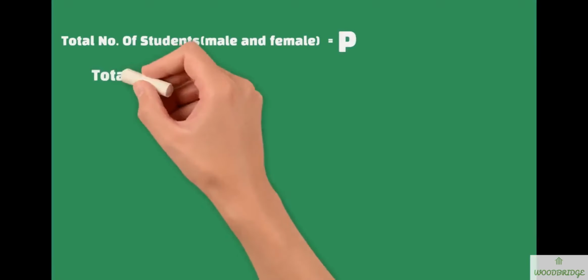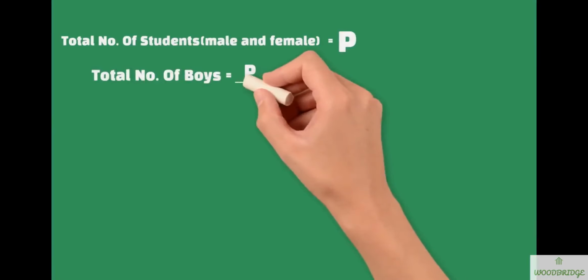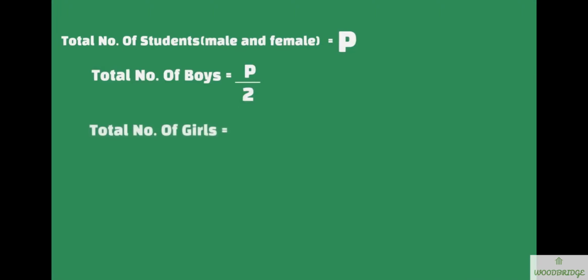First, to calculate how many boys there were per male toilet, the administrative officer took the total number of students, which he called P. Then, as the students are divided equally between boys and girls, he established the number of boys to be P over 2. And the number of girls is also P over 2.